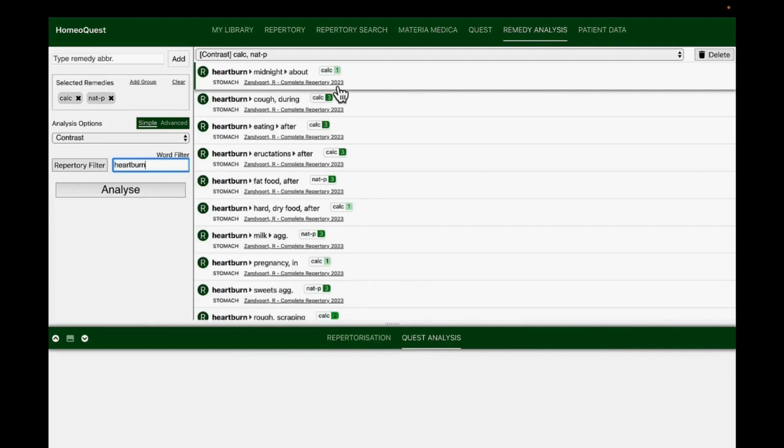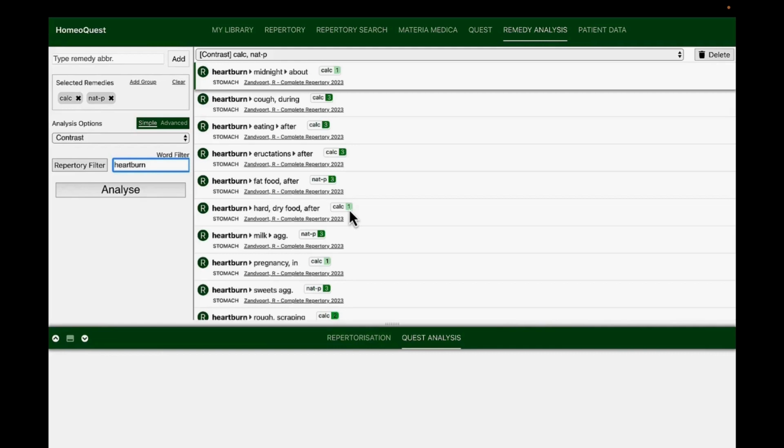What's happening here is you're seeing symptoms of heartburn that have Calc Carb but do not have natrum phos in them. Similarly, you're seeing symptoms of natrum phos which do not have Calc Carb in them. And what you see is when you have heartburn after fatty food, heartburn after milk, and heartburn after sweets, it's mostly natrum phos. So it's mostly for fatty, sweet, milky foods. Whereas heartburn after hard, dry food, which is the exact opposite, is Calc Carb. So this would be a very interesting, specific question I might ask my patient.